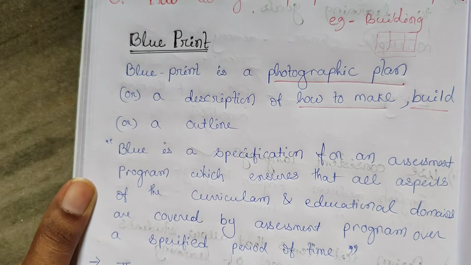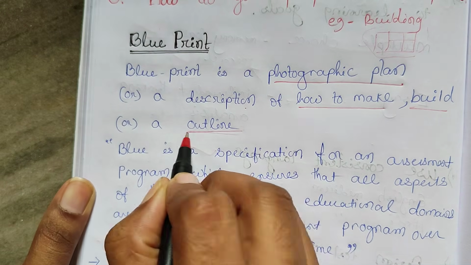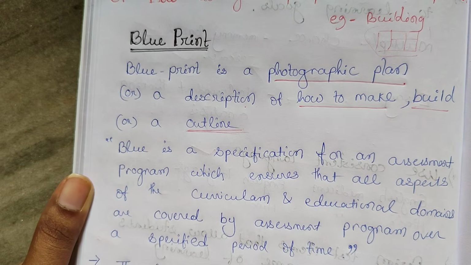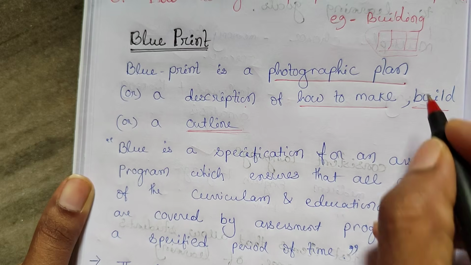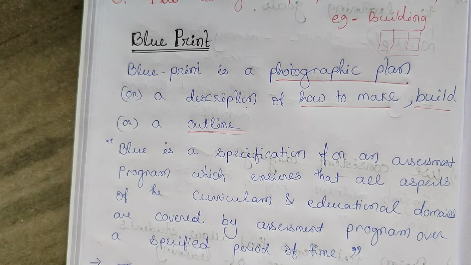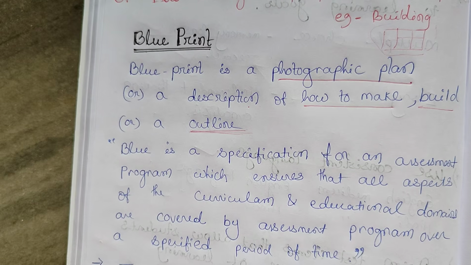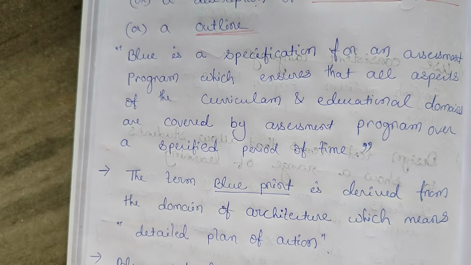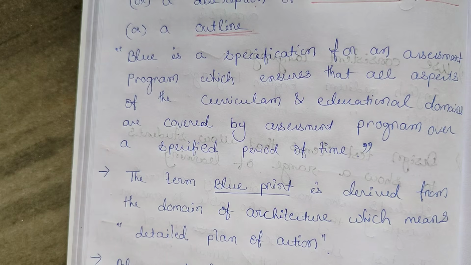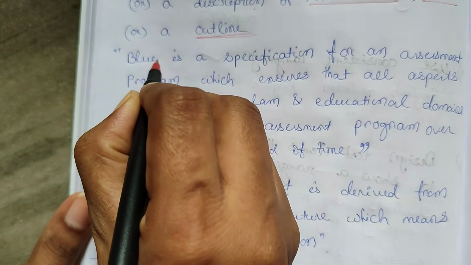कैसे, how to make, कैसे तैयारी करना है, how to make and build. Or you can say that blueprint is an outline. Remember, photographic plan you can say, and it is a description of how to make and build, or you can say that it is an outline. So friends, I hope you understand what you mean by blueprint. So blueprint, sorry friends, here only, here blueprint.